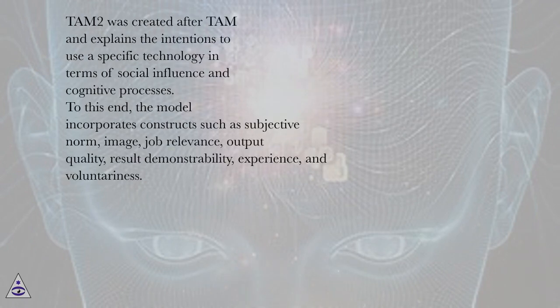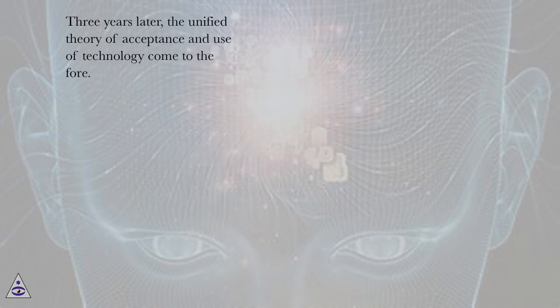TAM2 was created after TAM and explains the intentions to use a specific technology in terms of social influence and cognitive processes. To this end, the model incorporates constructs such as subjective norm, image, job relevance, output quality, result demonstrability, experience, and voluntariness. 3 years later, the unified theory of acceptance and use of technology came to the fore.